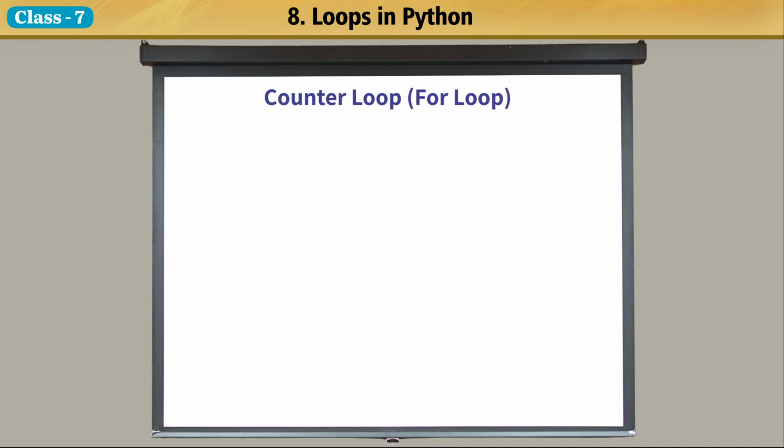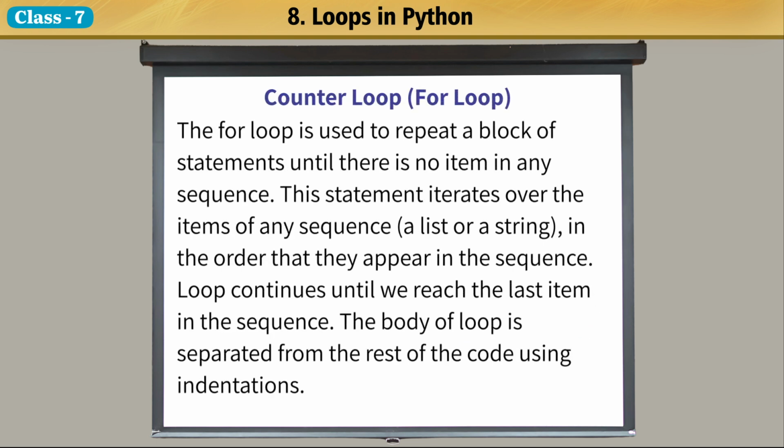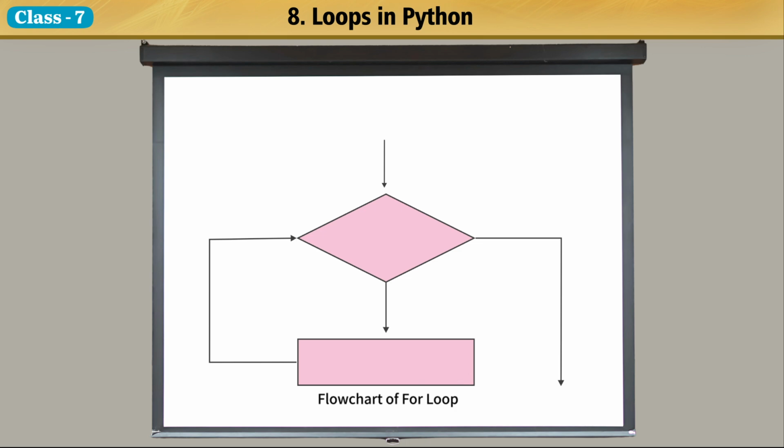Counter loop. The for loop is used to repeat a block of statements until there is no item in any sequence. This statement iterates over the items of any sequence, a list or a string, in the order that they appear in the sequence. The loop continues until we reach the last item in the sequence. The body of the loop is separated from the rest of the code using indentation. Flowchart of for loop: for each item in sequence, is the last item reached? No: body of for loop. Yes: exit loop.